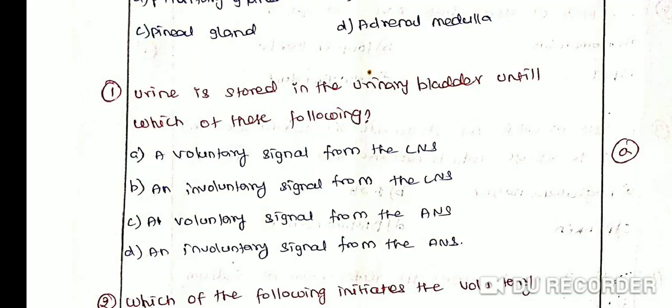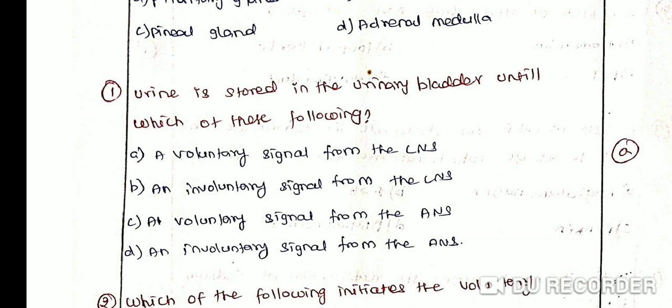Urine is stored in the urinary bladder until which of the following? Option A, a voluntary signal from CNS. Option B, an involuntary signal from the CNS. Option C, a voluntary signal from the ANS. Option D, an involuntary signal from the ANS.